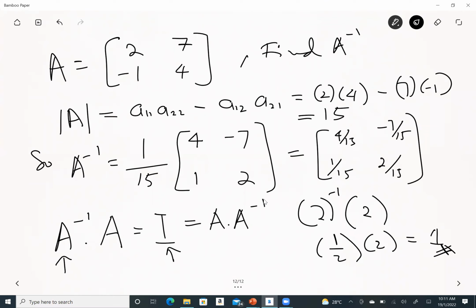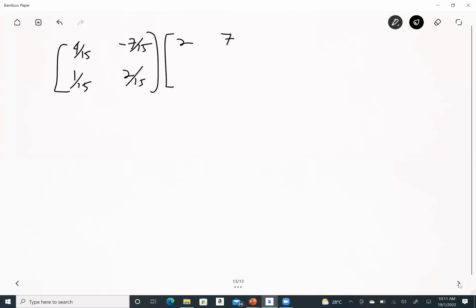Oh, anybody get I? Or you are still working on it? Got I? Okay, good. So you do this. You multiply A inverse with the A. The inverse is 4/15, negative 7/15, 1/15, 2/15. You multiply with the A, which was 2, 7, negative 1, 4.